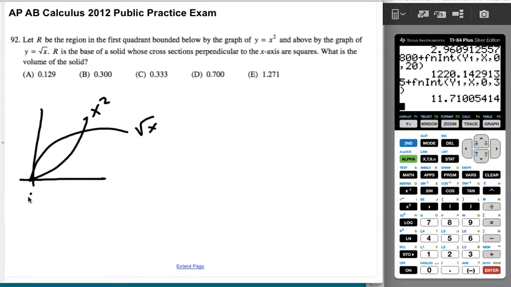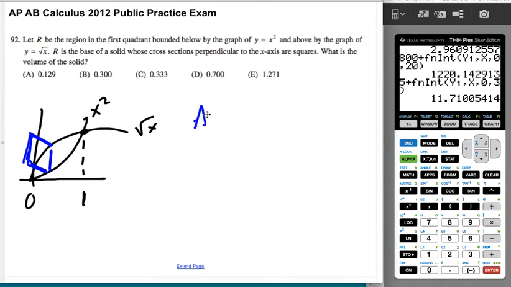These intersect at 0 and 1. If you can't spot that, you can also do it in a calculator. It's not a big deal. So R is the base of a solid whose cross sections are perpendicular to the x-axis and are squares. So it looks like this. It's a square coming off of here, right? What is the volume of the solid?